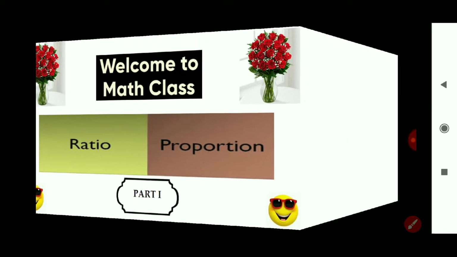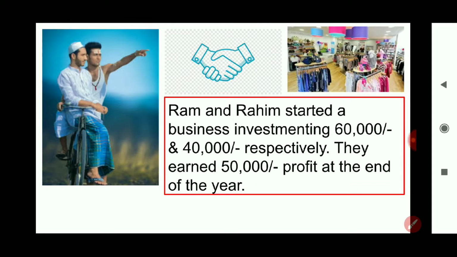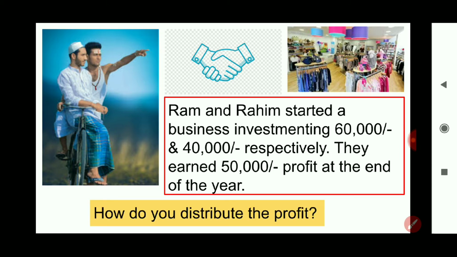Let us examine a situation. Ram and Rahim started a business investing 60,000 rupees and 40,000 rupees respectively. They earned 50,000 rupees profit at the end of the year. How do you distribute the profit? Do you distribute the profit equally? That is 25,000 each? Is it right to distribute so? No. Why? Investments are different. So we cannot distribute the profit equally.